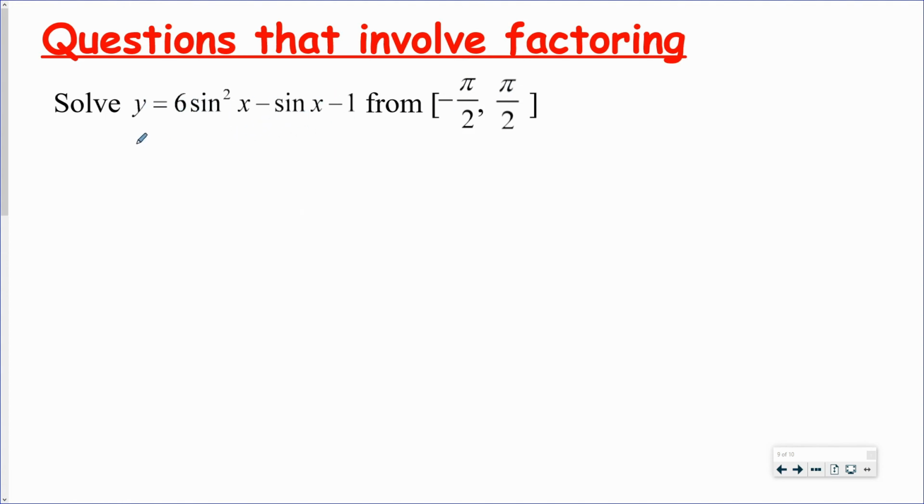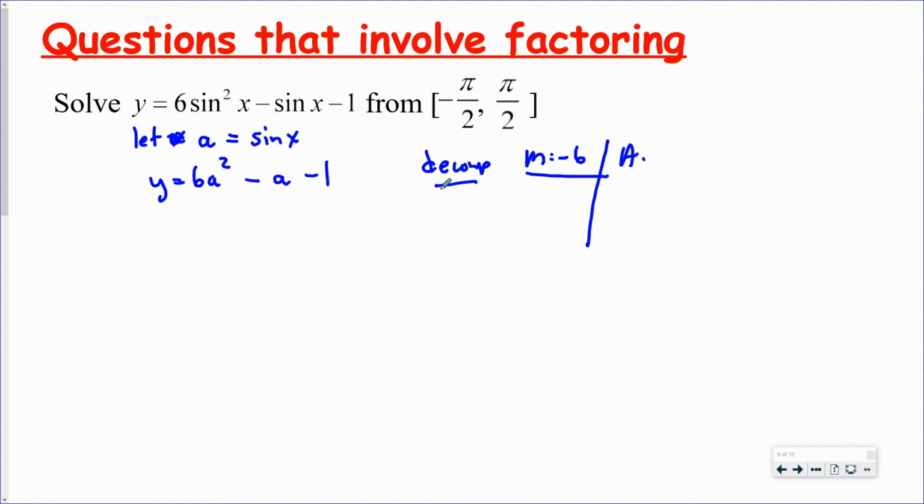When you see one like this, you can say let x, actually I can't use x because they're using x right there, so I can say let a equal sine x. And then you can rewrite it. So this is the same thing as 6a squared minus a minus 1. And then you can do the regular decomposition, right? Two numbers that multiply to a times c. So I need to multiply to negative 6, but add to the b term, which is negative 1. So my two numbers are going to be 3 and 2. 3 times negative 2 will make negative 6, so that it adds up to the appropriate negative 1.